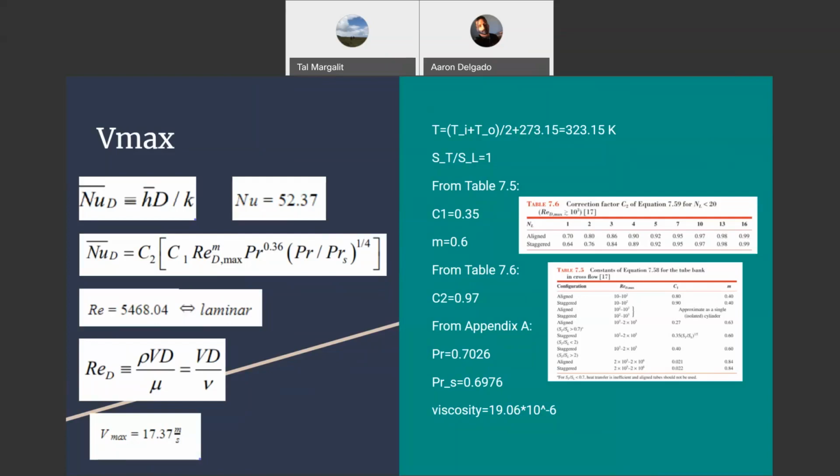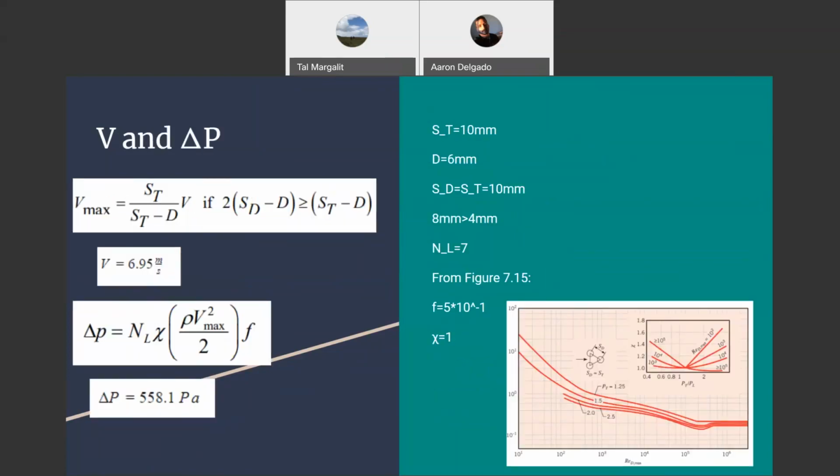Maximum velocity was then calculated using the equation shown and the calculated Reynolds number and was found to be 17.37 meters per second. The inlet velocity of the air was then calculated using the staggered array equation, with 2(SD minus D) greater than (ST minus D). Using maximum velocity and parameters interpolated from figure 7.15, the change in pressure was calculated to be 558.1 pascals.